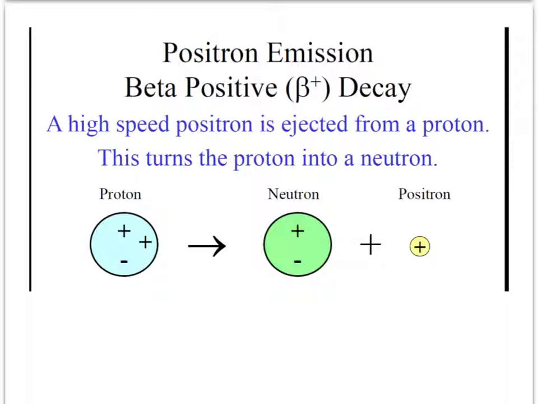So if we think of a proton as having lots of positive and a little bit of negative in it, if it loses some of its positive and it's left with an equal amount of positive and negative, it becomes a neutron. So beta positive, or a positron particle, is a proton turning into a neutron, and then we're shooting off this little massless positive particle called a positron. So this is really like an electron. It's got the same mass as an electron, but instead of a negative charge, it has a positive charge.